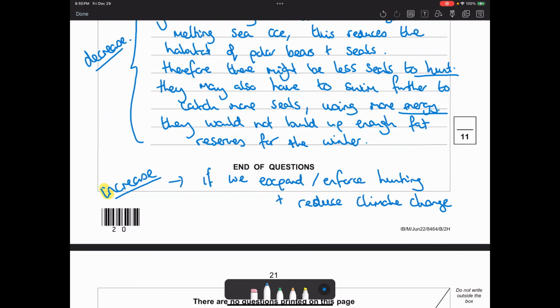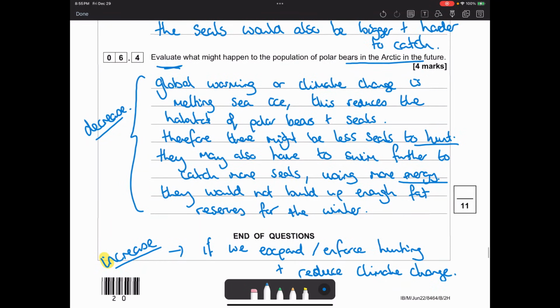But obviously the more likely reason is that they're going to be decreasing in number. Okay, and that brings us to the end of the paper.